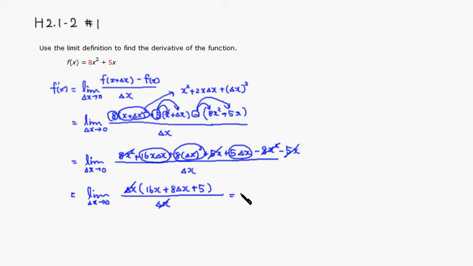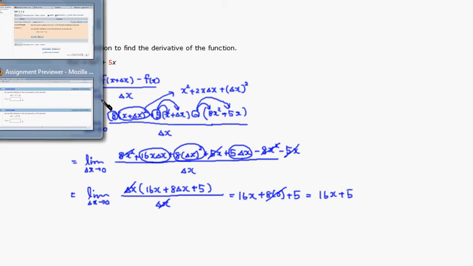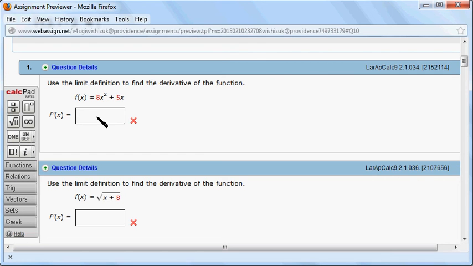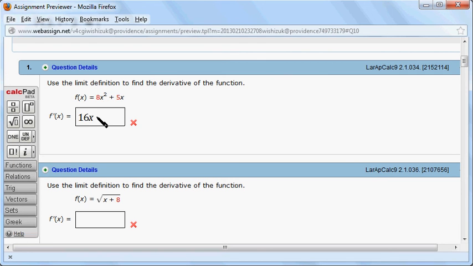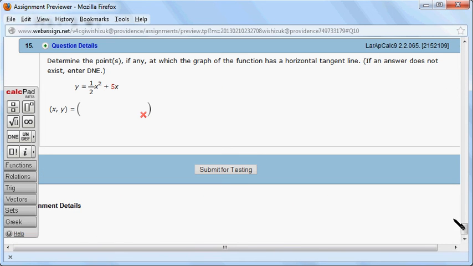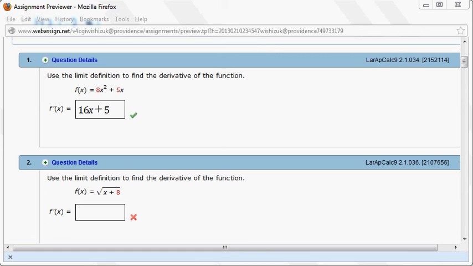So this is going to be 16x plus 8 times 0 plus 5. Of course, the second term goes away. So this is just 16x plus 5. So let's see if this is correct. I'll enter 16x plus 5 and check the answer. It came back as the correct answer. All right, that's it. I hope that this was clear.